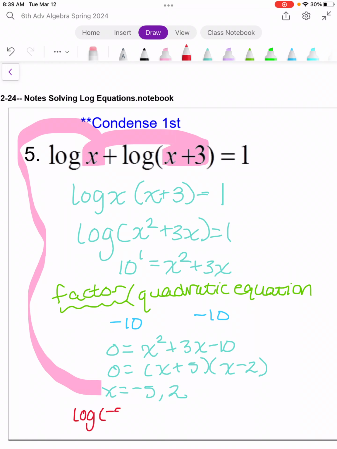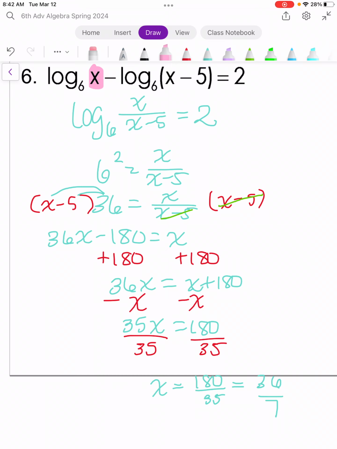And when I plug this back in to my original, okay, if I plug it back in here for this x, that's positive because it'd be log base 6 of 36 over 7. But if I plug it in over here, 36 over 7 minus 5, it is still positive. That's fine. As long as it's positive. It's barely positive, right? It's 1/7, but it's still positive. So this is a solution.